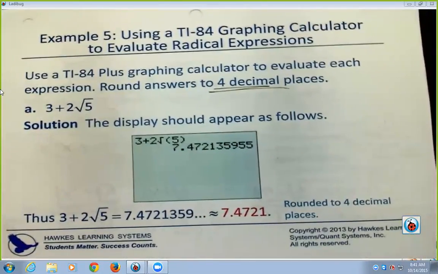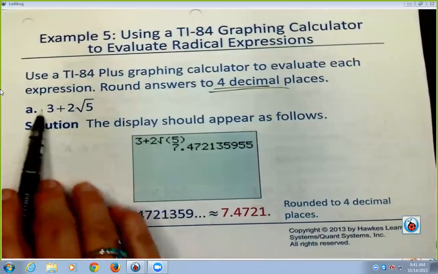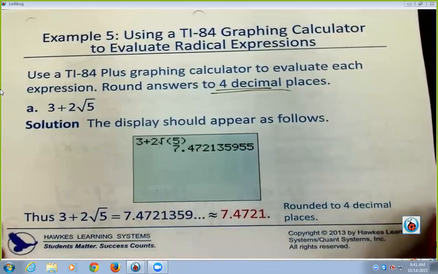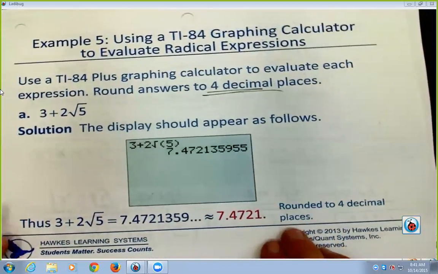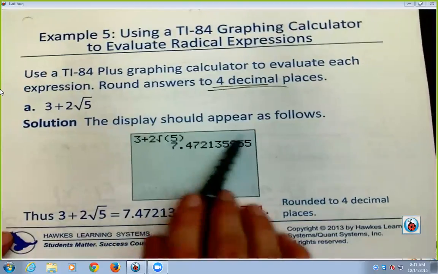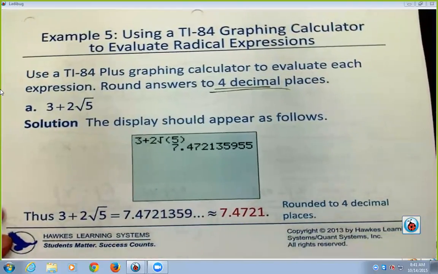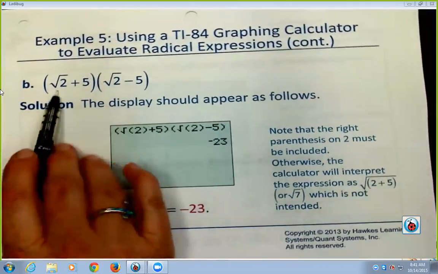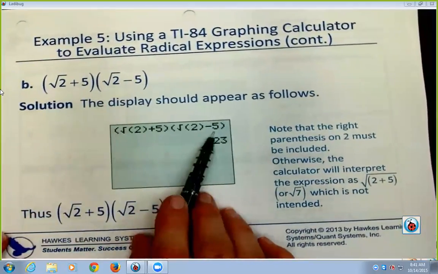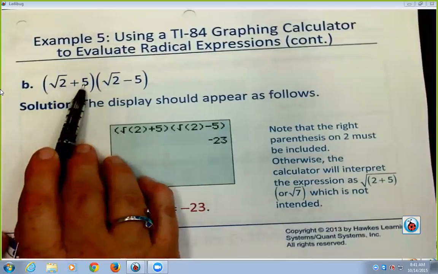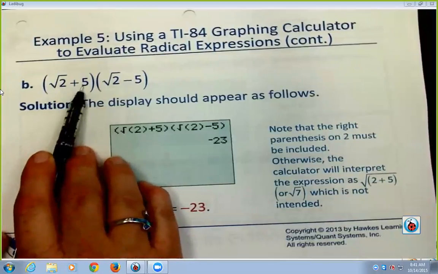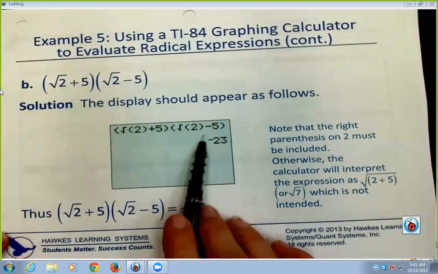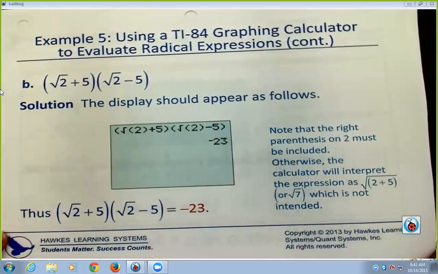So it's just kind of a review of how I would put that on my graphing calculator if I had to come up with a decimal answer of what that thing was worth. Not exact, but a decimal answer. The exact answers are what we've been doing with those. Then if you have parentheses ones, same process: square root of 2 plus 5 inside of parentheses times the square root of 2 minus 5, and you will end up with what your answer would be for those.